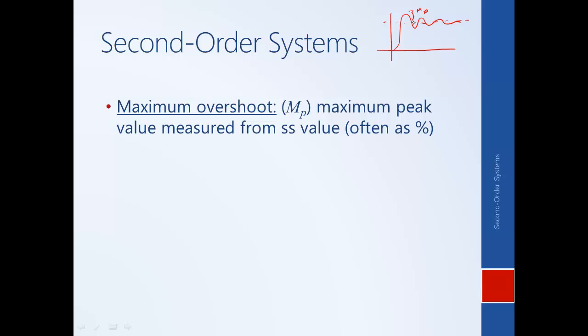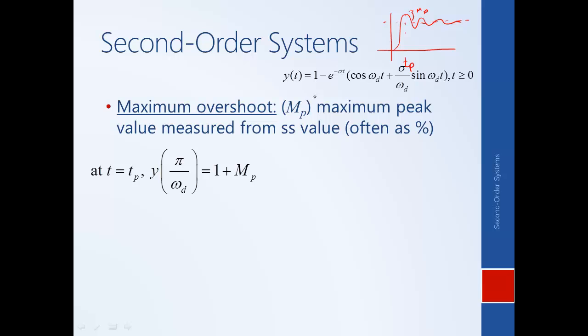So looking at this, in essence, it's related to the value of our response at the peak time. And so what we can do is plug in our value for t sub peak into our expression for y, and we know that that's going to equal the steady state value, in this case 1, plus the amount of overshoot M sub p. This is the expression for y. If we plug in pi over omega d for t, we'll plug it into there, and there, and there.